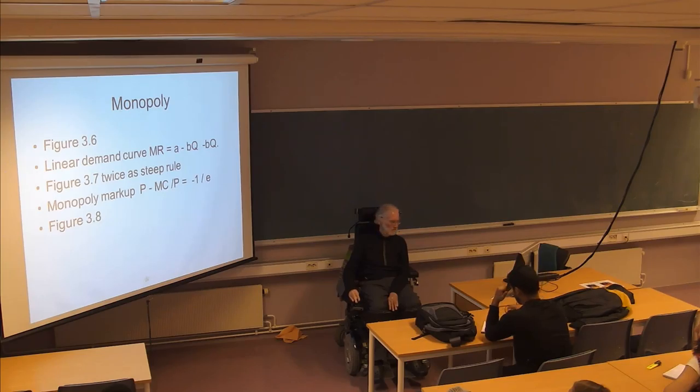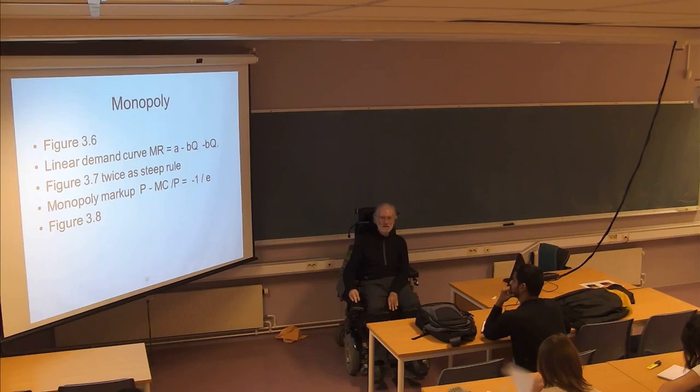A monopoly markup: price minus marginal cost divided by price. How much you deviate in percentage from marginal cost is decided by minus 1 over the price elasticity. So if the price elasticity in real terms is high, you end up with price being equal to marginal cost. The higher the elasticity, the closer you are to a perfect competitive system.